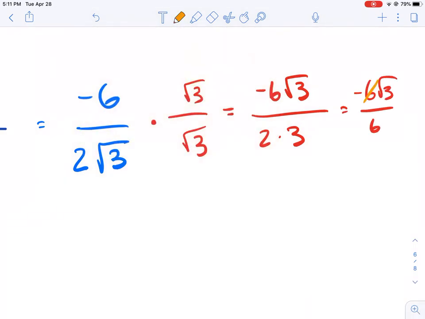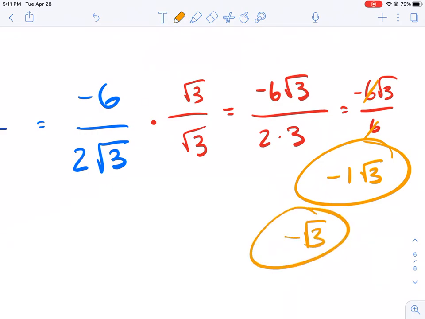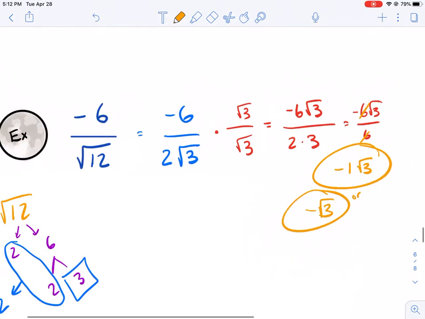Now it's time to cancel. And we get negative 1 radical 3 over 1, or just negative 1 radical 3, or just negative radical 3. Both these answers are correct.